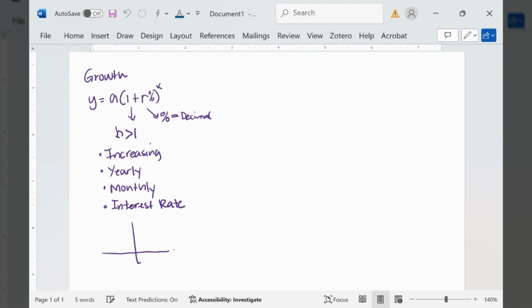The graph of a growth will look like this, from the asymptote going up, and this part here will be your a, and the graph is increasing on the x-axis. Okay. Now let's look at decay.